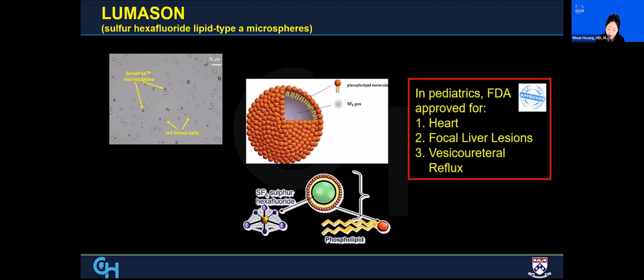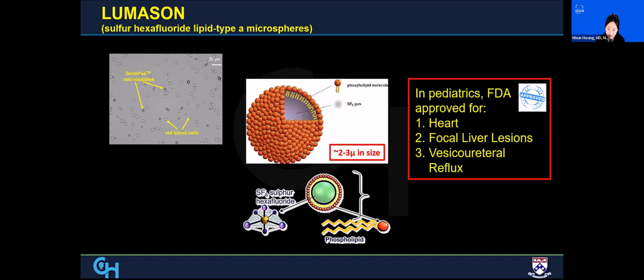However, it's important to note that over the years in Europe, it's been approved. The contrast has been approved for children for a long time. And in fact, in over 1,000 children and adults, brain contrast ultrasound has been performed. Some of the indications include stroke, hypoxic ischemic injury, and brain tumors. So it is not so new in a sense, but quite new in the US in terms of regulatory approval.